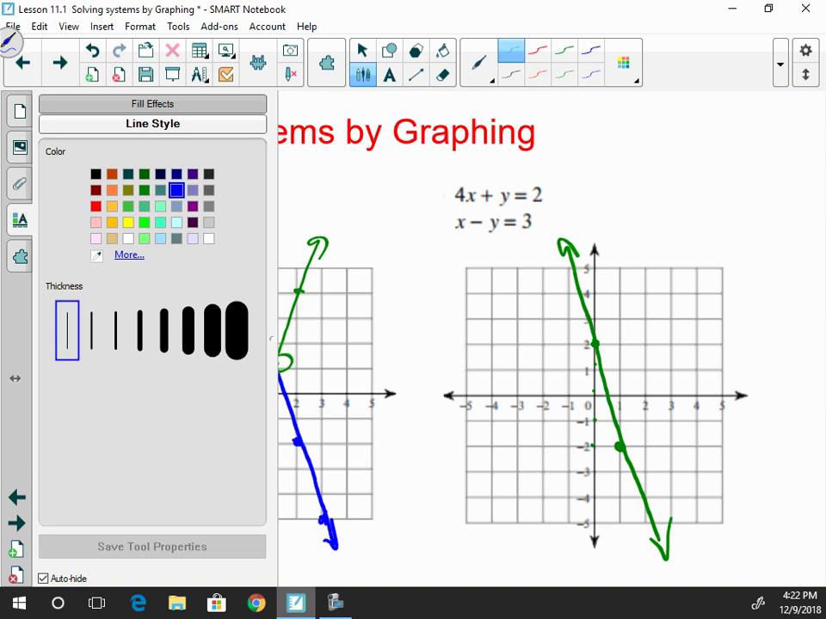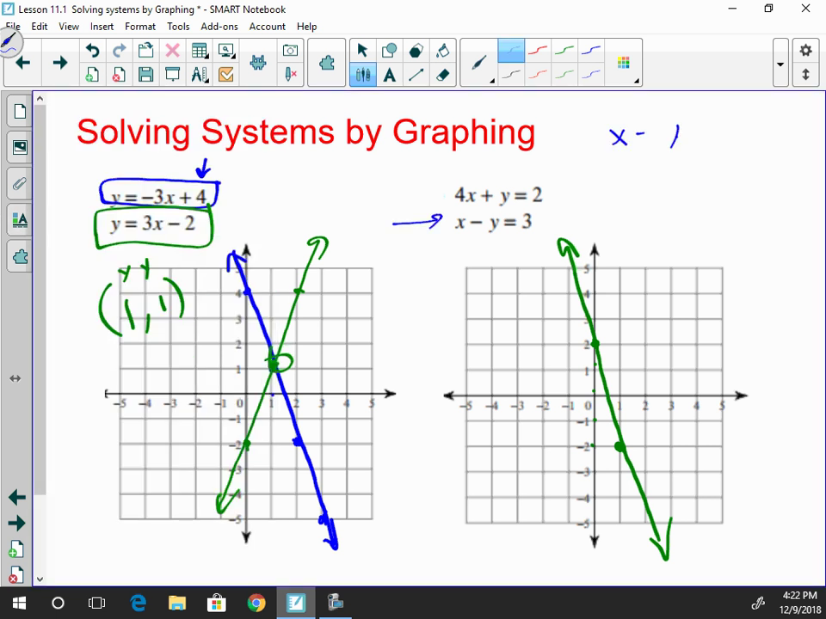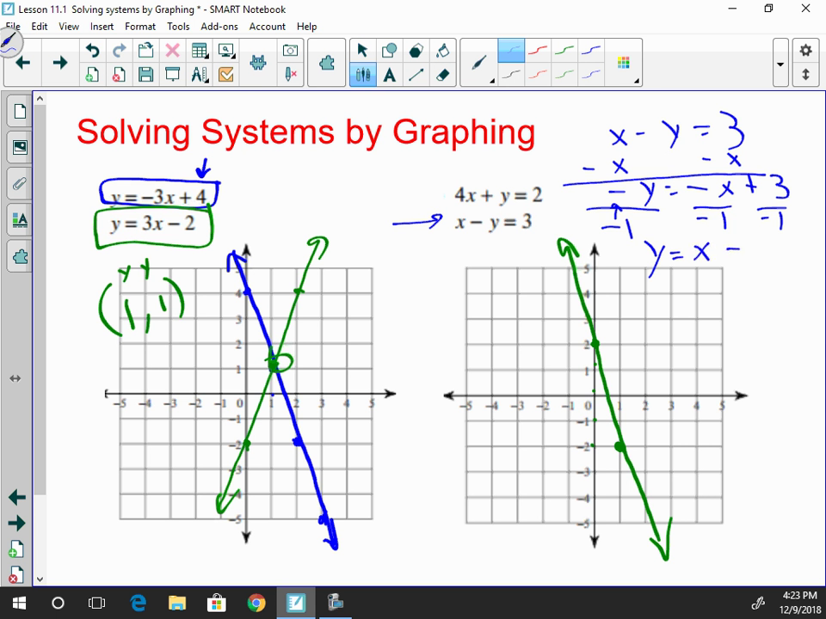So go ahead and take this one: x minus y is equal to 3. I'm going to subtract x from both sides, so I'll end up with -y is equal to -x plus 3. Remember, I cannot end up with a negative variable if I'm trying to solve for it. I've got to get rid of it, so I'm going to divide by that -1, and I end up with y is equal to x minus 3, since negative divided by negative is positive.